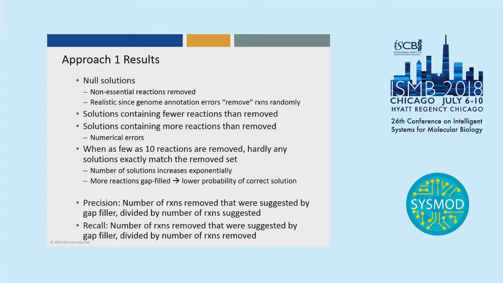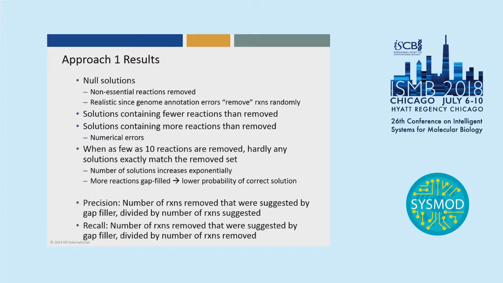Because the E. coli model actually has, quote, redundant reactions. Not every reaction is essential. Not every reaction, if removed, will prevent growth of the cell. So this shouldn't be too surprising. In addition, for a similar reason, sometimes the solutions actually contain fewer reactions than were removed. This would be the case if some of the reactions that we removed, let's say we removed 5 reactions and one of them was non-essential, well, you could gap fill with 4 reactions to restore growth.